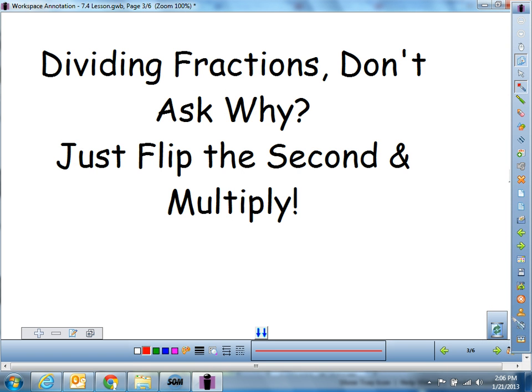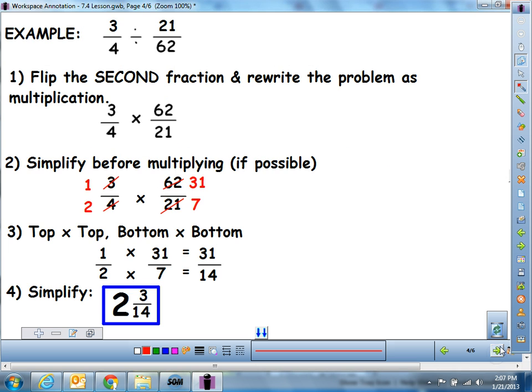Here's our saying: dividing fractions, don't ask why, just flip the second and multiply. So I want you to say it with me. Dividing fractions, don't ask why, just flip the second and multiply. You guessed it, I'm going to want you to write this down. We're going to practice this together as a class tomorrow. So you're going to want to remember, dividing fractions, don't ask why, flip the second and multiply.